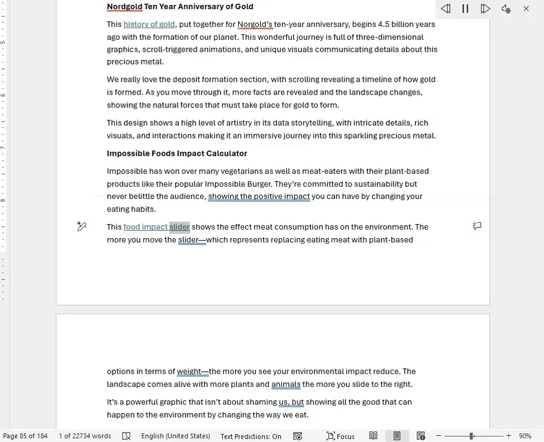This food impact slider shows the effect meat consumption has on the environment. The more you move the slider, which represents replacing eating meat with plant-based options in terms of weight, the more you see your environmental impact reduce. The landscape comes alive with more plants and animals the more you slide to the right. It's a powerful graphic that isn't about shaming us, but showing all the good that can happen to the environment by changing the way we eat.